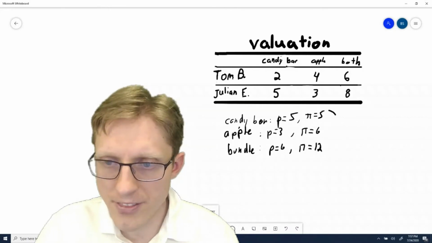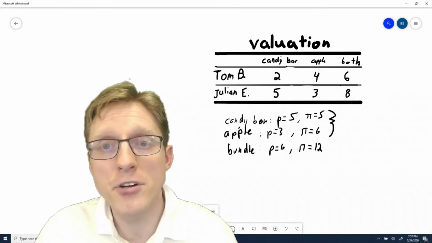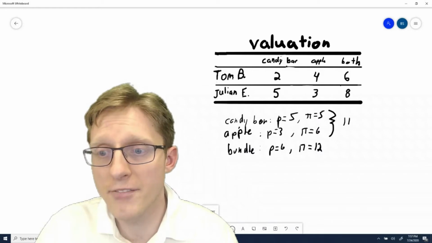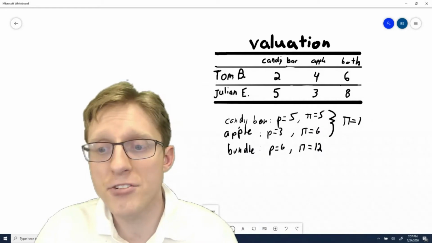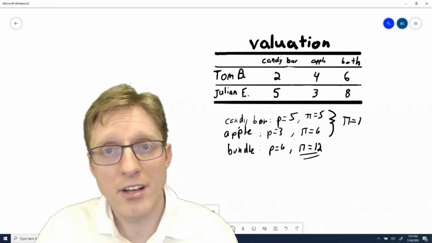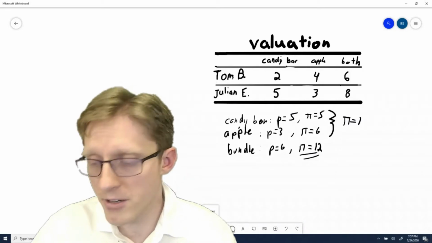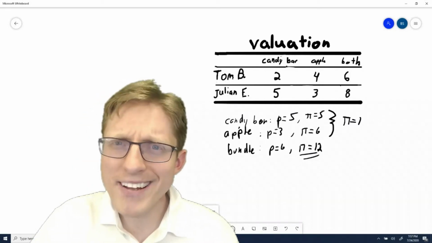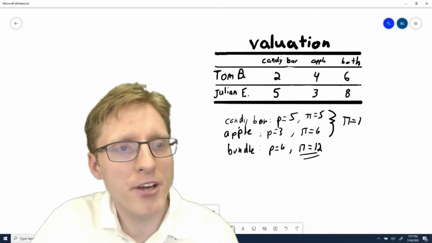So let's look at this. The total profits from selling the two goods separately was 5 plus 6, or $11. Under the bundle pricing strategy, the profits are $12. So clearly the bundle pricing strategy was better in this example. So why is it helpful if valuations are negatively correlated?